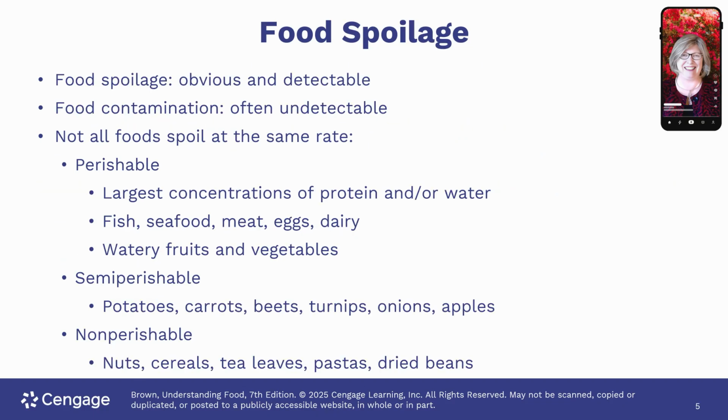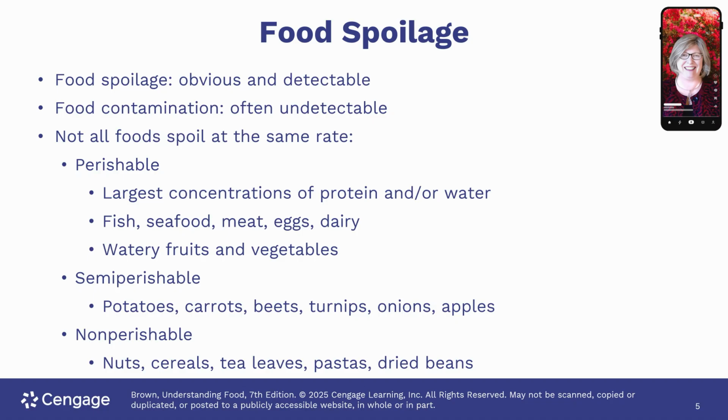Food spoilage is obvious and detectable. Food contamination, which has to do with food safety, is often undetectable because of the microorganisms. Not all foods spoil at the same rate. Some foods are more perishable than others. We have 3 categories: perishable, semi-perishable, and non-perishable.